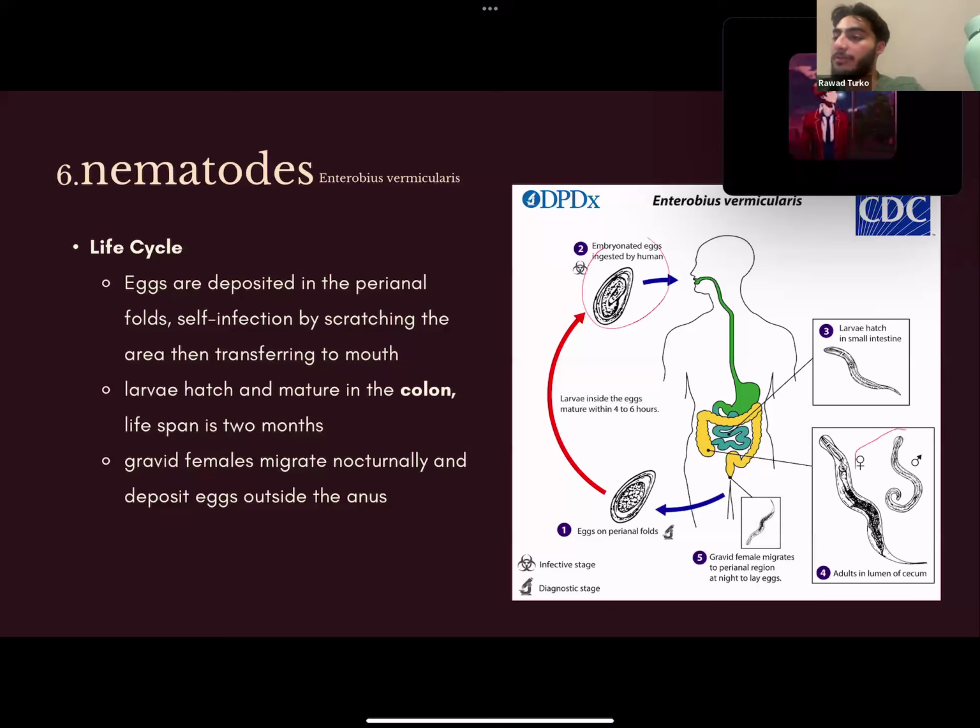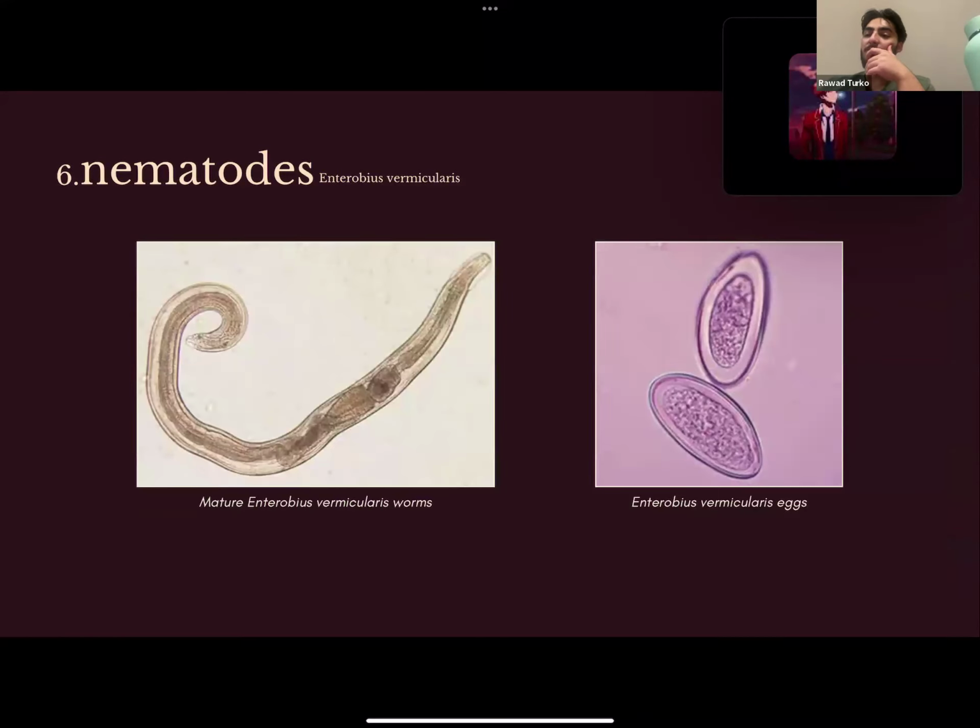And this is what the worms look like. Okay. So eggs are deposited in the perianal folds, self-infection by scratching the area and then transferring to the mouth. The larvae hatch and mature in the colon, and the lifespan is 2 months. The gravid females migrate nocturnally and deposit eggs outside the anus. So that explains some of the signs and symptoms. So this is what it looks like. Again, we know what the eggs look like. It's flattened on one side and convex on the other side. And this is what the worm looks like.